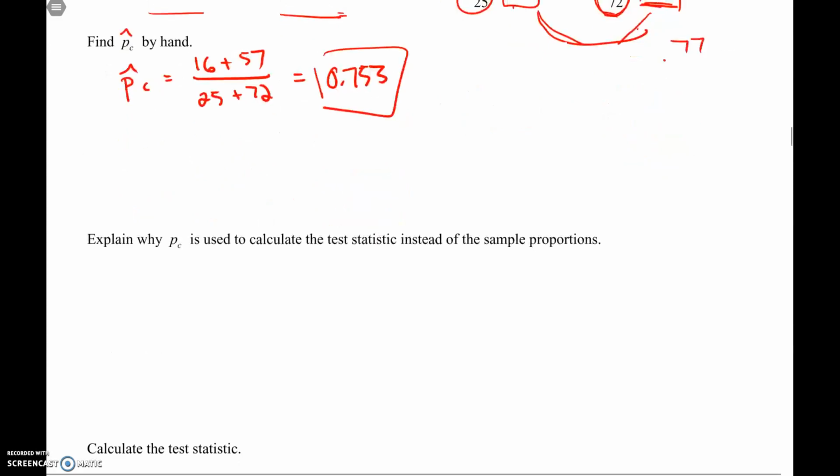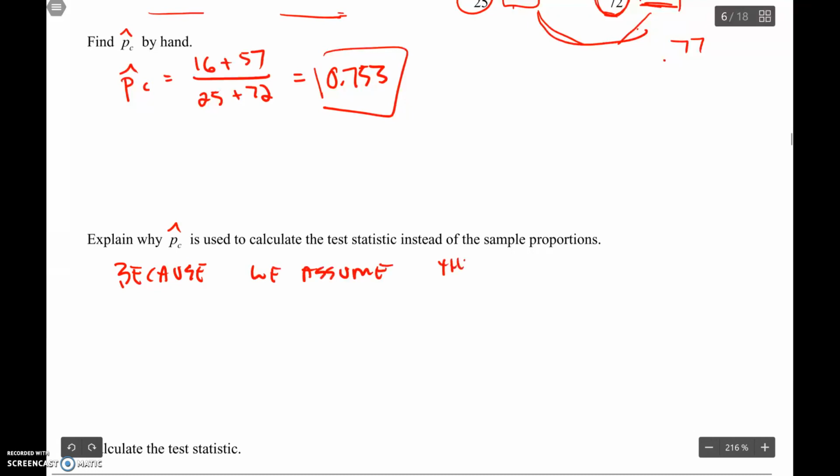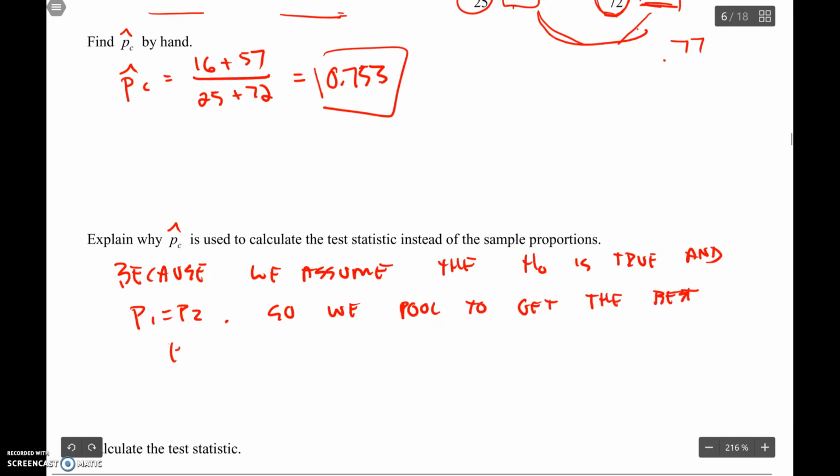Explain why p hat C is used to calculate the statistic instead of the sample proportions. Because we assume the null is true, and that p1 equals p2. So we pool to get the best estimate for p1 equals p2.